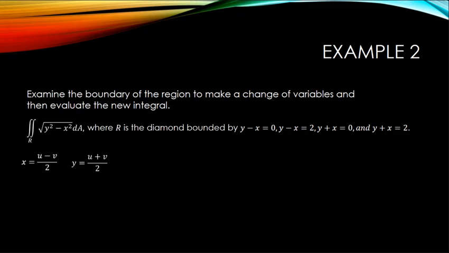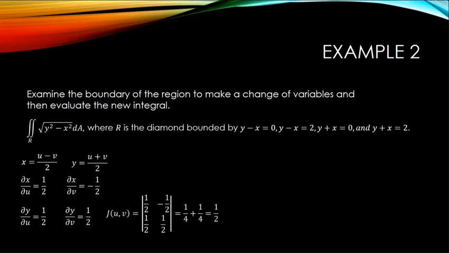Now, using my equations for x and y, I find that the partial of x with respect to u is 1/2, the partial of x with respect to v is -1/2, the partial of y with respect to u is 1/2, and the partial of y with respect to v is 1/2. Therefore, my Jacobian becomes the determinant of a 2 by 2 matrix with the first row populated by 1/2, -1/2, and the second row populated by 1/2, 1/2. This gives me a determinant of 1/2.